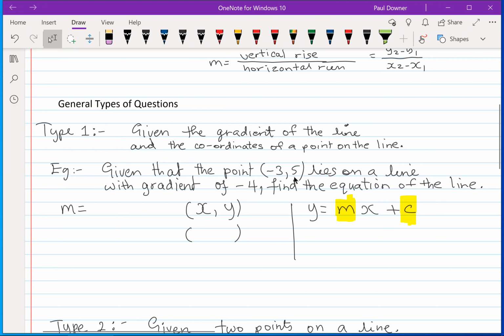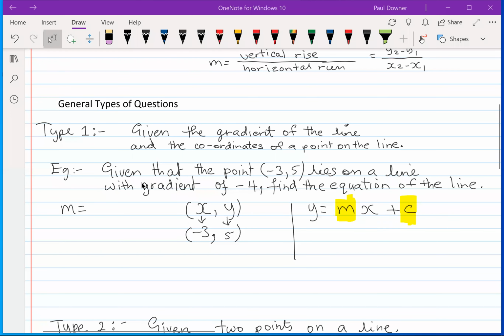So x could be considered to be -3, that's this x, and y could be considered to be 5. All right, so that's very important for you to be aware of. This is an x value, this is a y value.